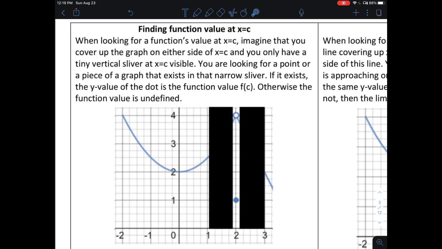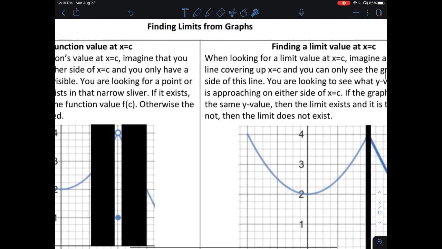So if I'm trying to find the function's value at x equals c, basically what you're doing is covering up everywhere on the left side and the right side of the graph. I'm covering it up and only looking at a particular x value. So for this part, I'm looking at an x value of 2, and I'm trying to see where the function is defined at that x value of 2. I don't care what's going on at the sides of it, but at 2, where does the function exist? And I would see here for this one, it exists at 1.